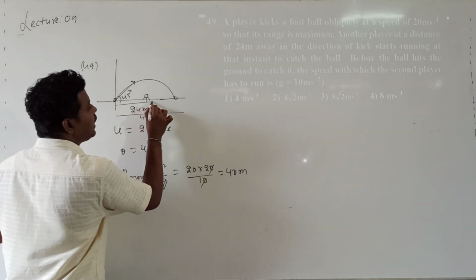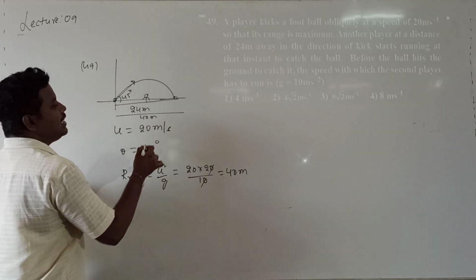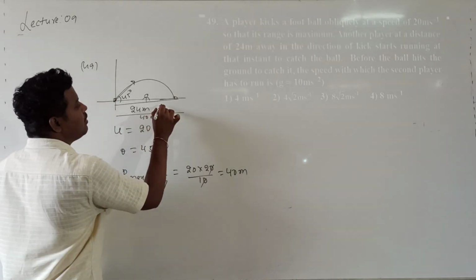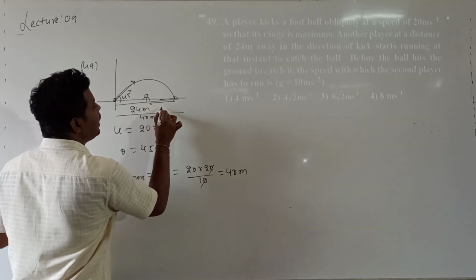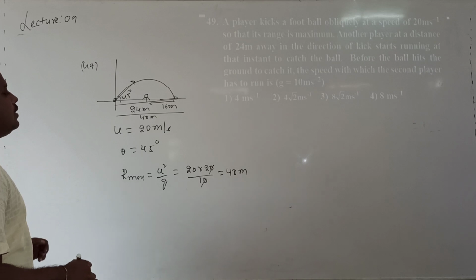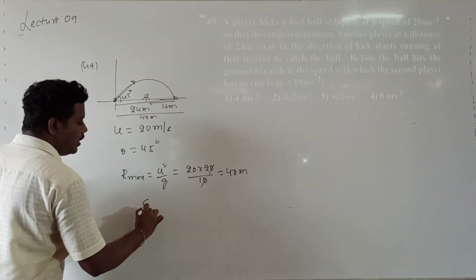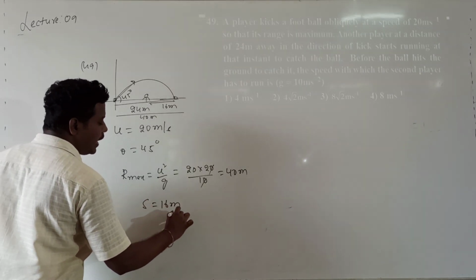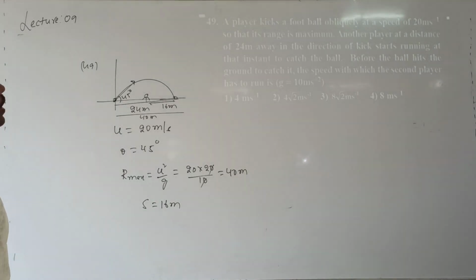Now this player wants to catch the ball. So what is the additional distance he should travel? The distance is given by this value, 40 minus 24, that is 16 meters. The second player should travel a distance of, so the S value is 16 meters. Then for the second player, what is the time?